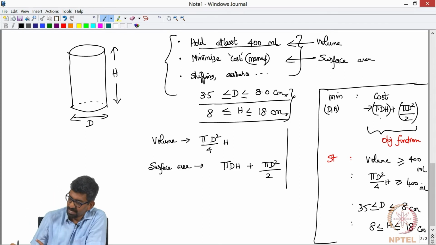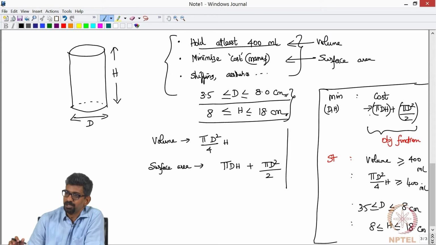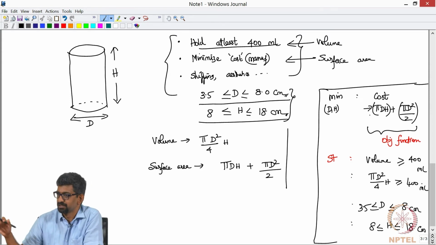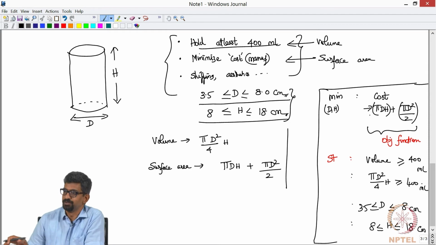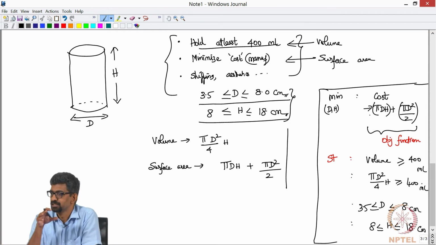Instead, if you had just a linear equation, say 2d plus 3h should be less than something, 4d plus 1h should be greater than something, that is called linear programming, LP problems. If you go to management operations research, most of the problems they solve are linear programming, which means your objective function and your constraints are linear in nature.